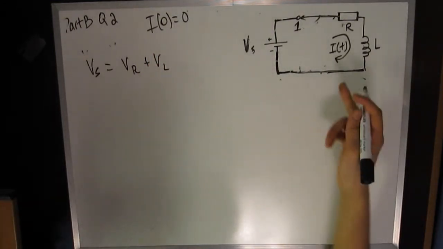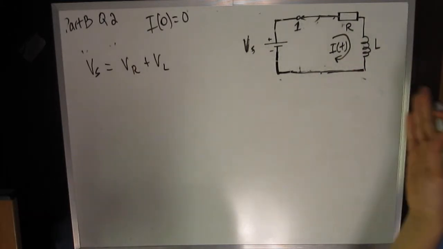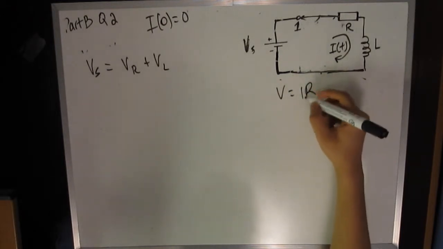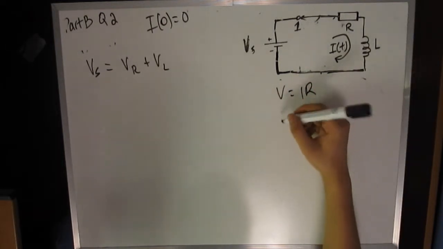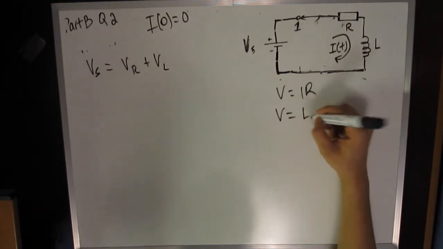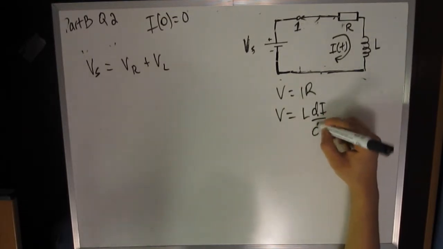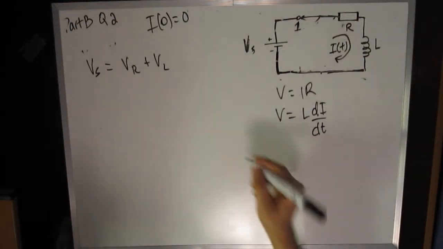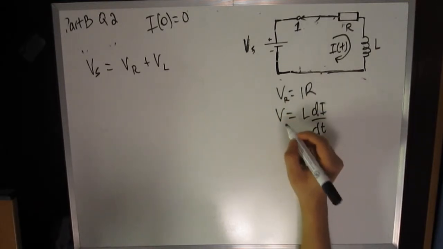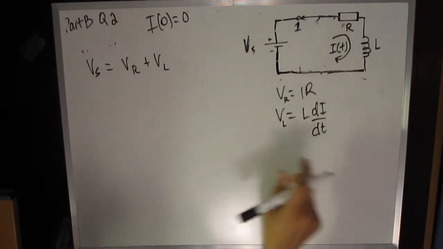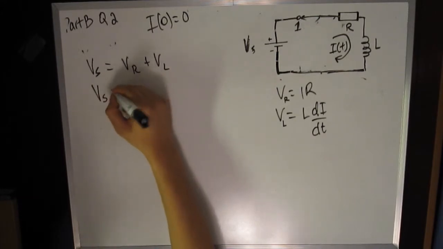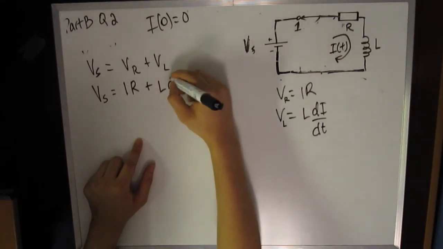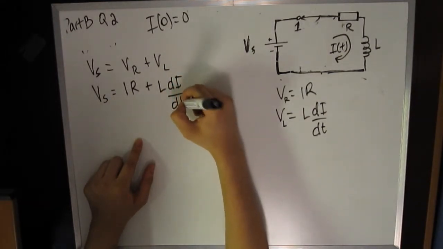Now, there's a relationship between the current and the voltage going through a resistor, which is V equals IR, and a similar relationship exists with an inductor, which is V equals L di over dt. What you have to do is substitute those in respectively. So this is going to be our VR, and our VL. If we do that, we get an equation similar to Vs equals IR plus L di over dt.